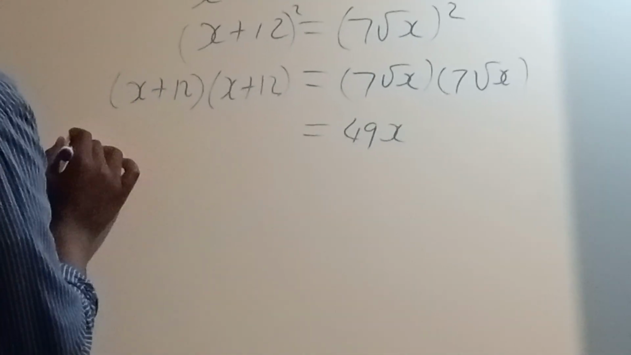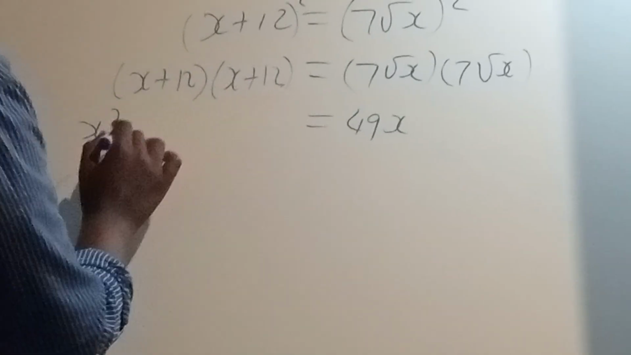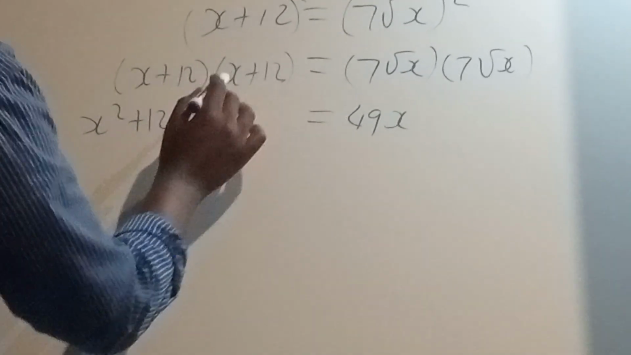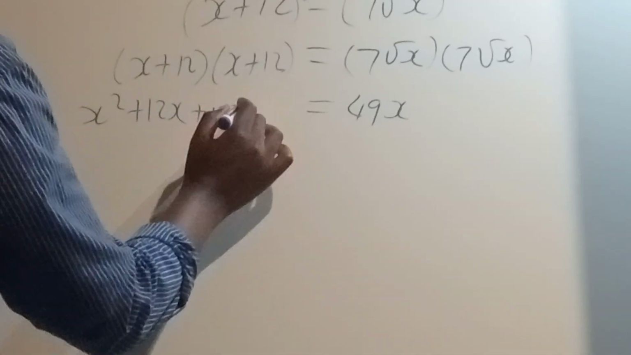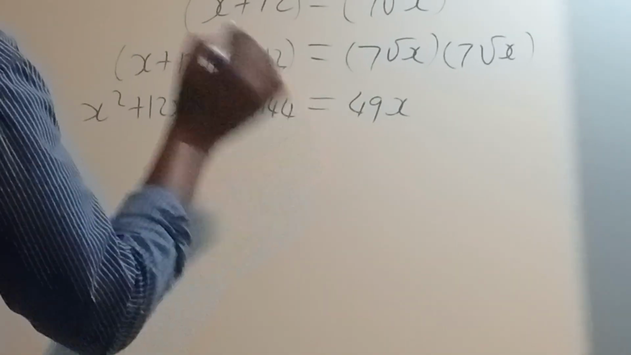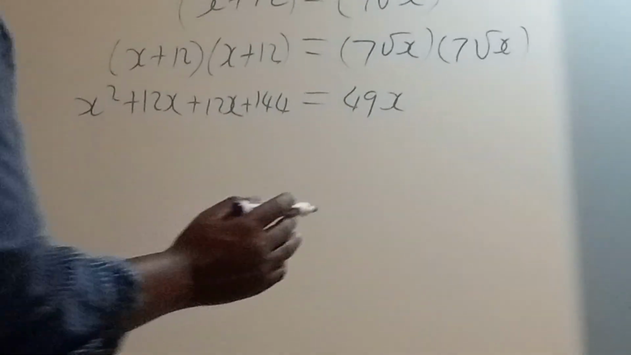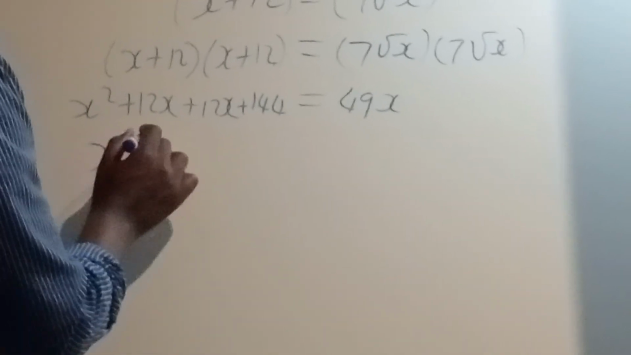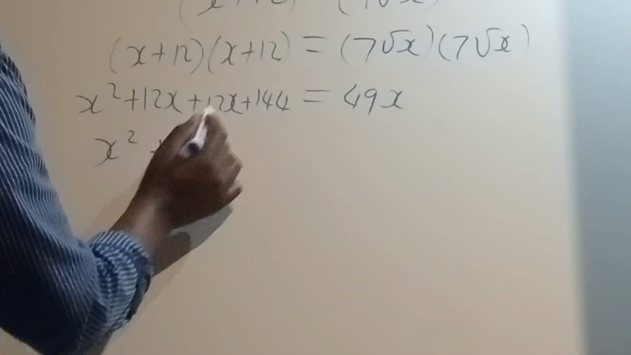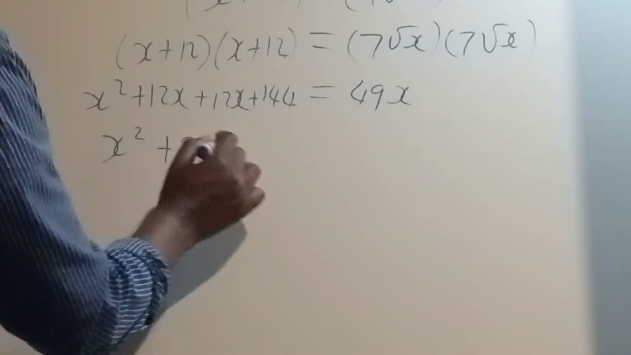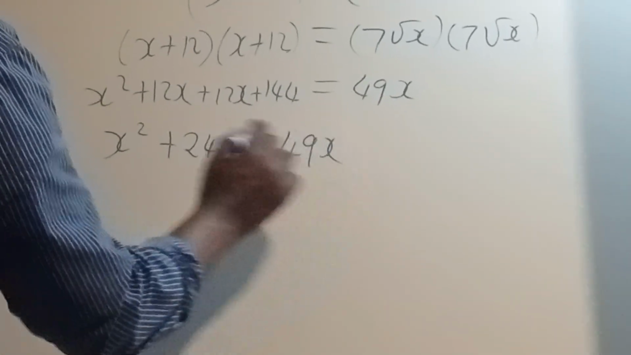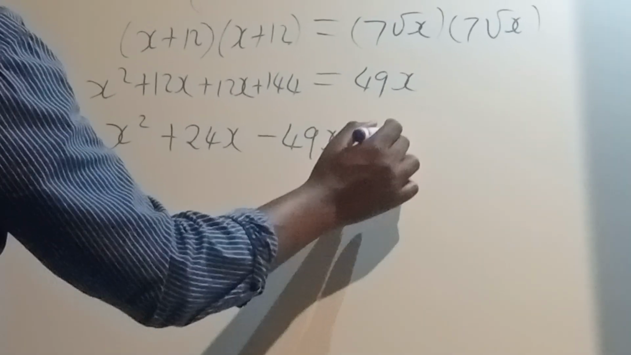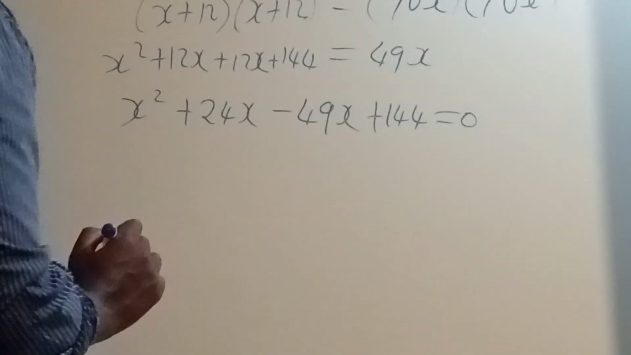Okay, now on this side, we expanded this one. It means x times x will give us what? X squared. What about x times 12? Positive 12x. What about x times 12? Positive 12x again. What about 12 times 12? It will give us positive 144. Now the 49 will not be lonely here. It's going to join the party, and it's going to be x squared plus these two. When you add them together, 12 plus 12 will give you what? 24x. But then we've got the minus 49x plus the 144 being equals to 0.